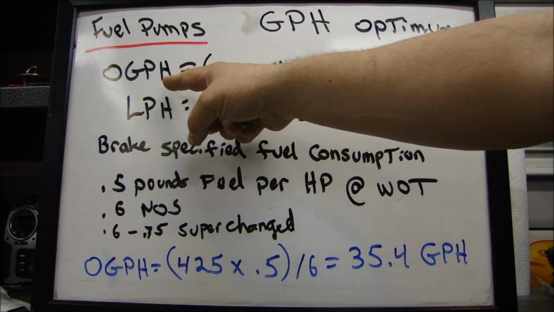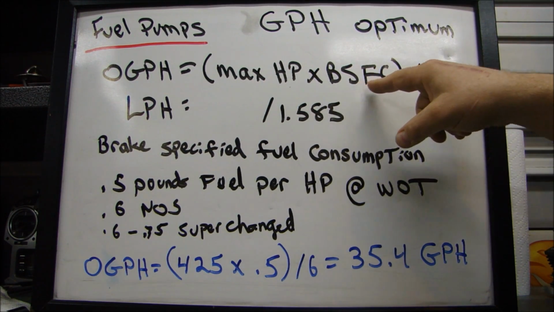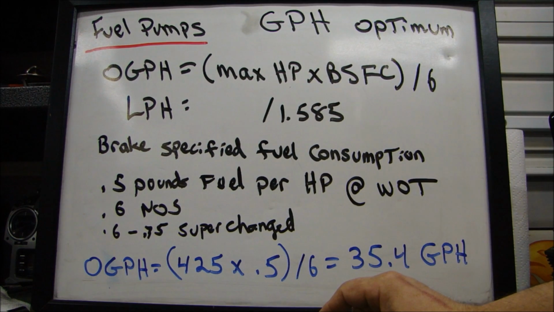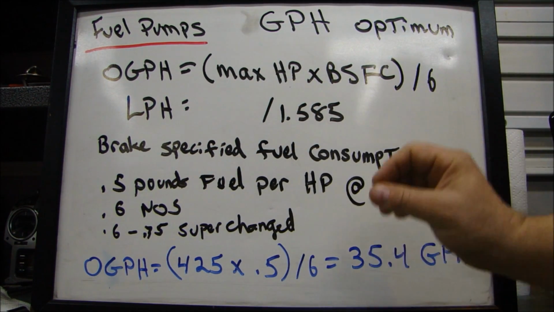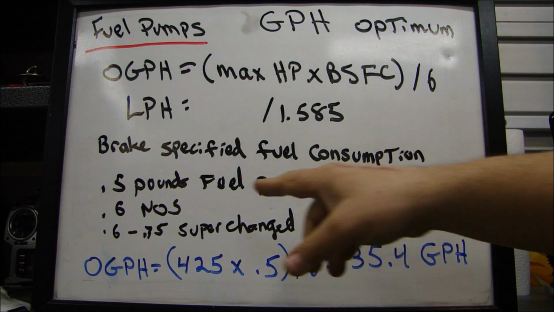So if you're doing gallons per hour, you take your max horsepower times your BSFC divided by 6. If you're doing liters, do the same thing, just divide it by 1.585. Now, the brake specific fuel consumption is a standard. That is how much fuel is needed to burn to create 1 horsepower at wide open throttle.